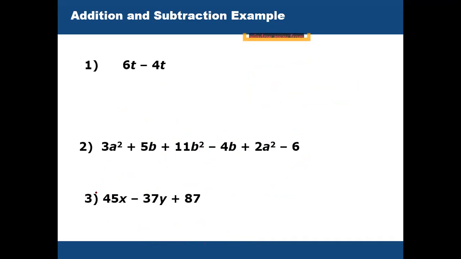Can we simplify this one? 45x minus 37y plus 87. No, Professor, we cannot. Yes, why? Because there are no two common like terms. First one is x, second one is y, third is a constant number. We don't have like x and y here, so we cannot add these, we cannot subtract these because these are unlike terms.